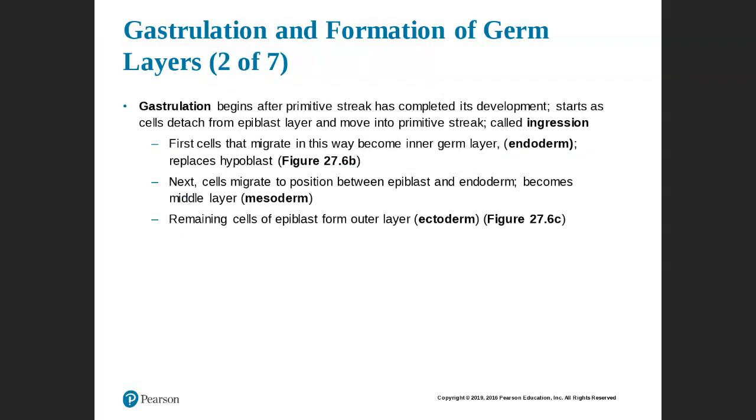So gastrulation first starts after the primitive streak has completed its development. And then there is a detachment of cells from the epiblast layer, and they move into the primitive streak. That movement, that migration, is called ingression. The first cells that migrate in this way will become the inner germ layer, the endoderm, which then replaces the hypoblast. Next, the cells migrate to position between the epiblast and the endoderm, and this becomes the middle layer, the mesoderm. Of course, the mesoderm will become the connective tissues of the body.